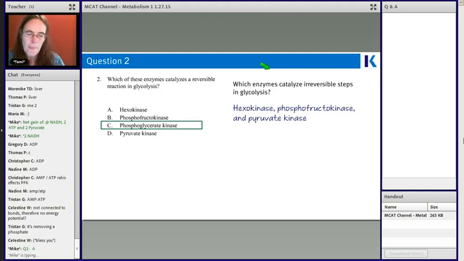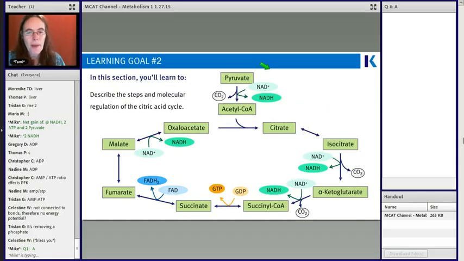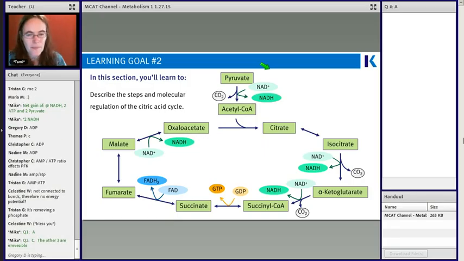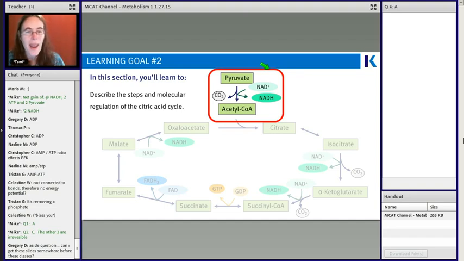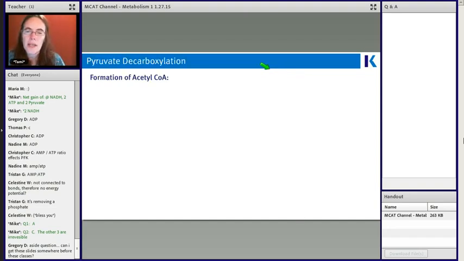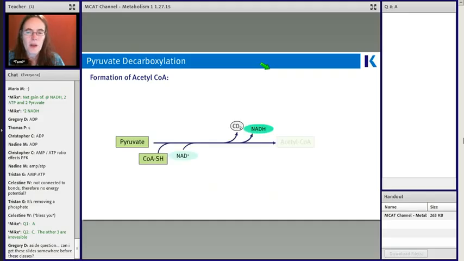All right. That's Learn Go 1. That is our glycolysis. Let's now talk about the citric acid cycle. We love the citric acid cycle. This is where we start seeing the payoff. So the first thing that happens here is our pyruvate decarboxylation. When we do our pyruvate decarboxylation, what we see is one enzyme. So here's our one enzyme. Pyruvate going to acetyl-CoA.